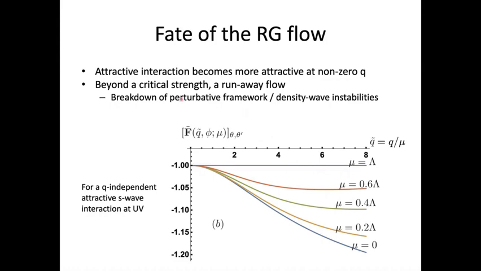But if the UV coupling is strong beyond a certain critical strength and is attractive, it turns out that this coupling function exhibits a runaway flow, just as there is an instability. Of course, this is a perturbative calculation, so strictly speaking, we don't know for sure. It can be just a sign of breakdown of our perturbative calculation, but it could also imply some instability in the particle-hole channel with a non-zero Q, so with some density wave instabilities.